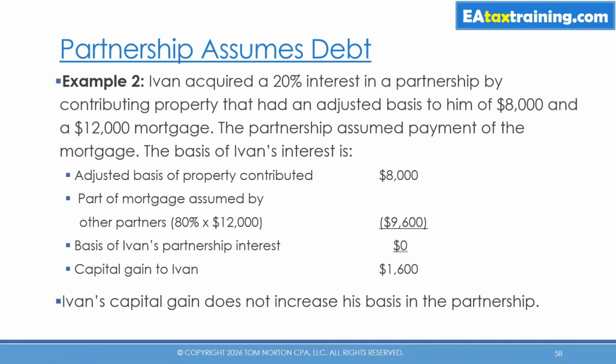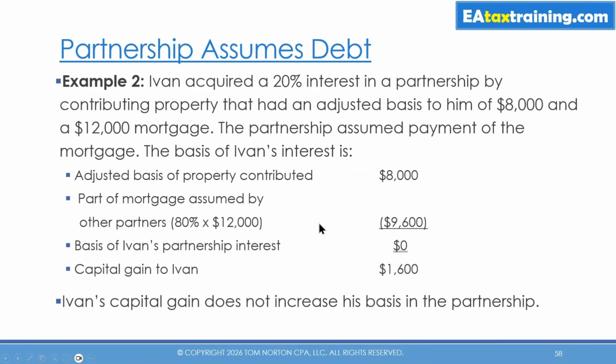Example 2, we're dealing with Ivan again. He still acquired a 20% interest in the partnership, and his basis of the property contributed is still $8,000, but now it has a $12,000 mortgage. So now what's his basis in the partnership? Well, it's zero. The adjusted basis of the property he contributed is still $8,000. However, the part of the mortgage assumed by the other partners is $9,600. So it's 80% of the $12,000 mortgage because, again, Ivan is still responsible for the other 20%.